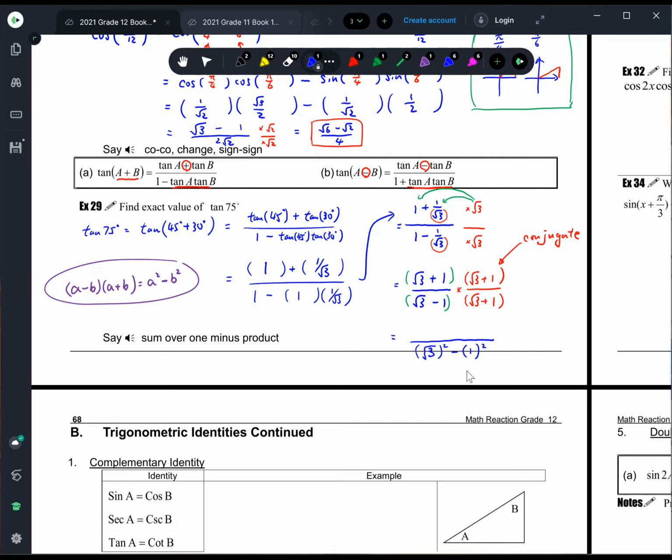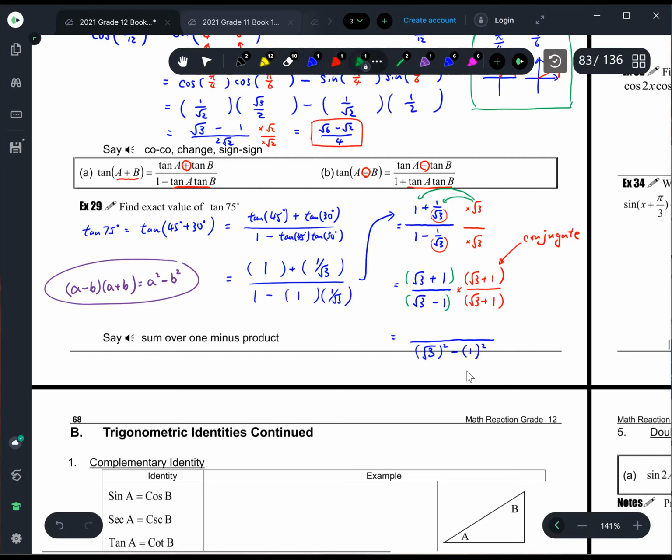And then for the top, you have to expand by doing FOIL. First, root 3 times root 3 gives you 3. Outer, square root 3 times 1 gives you square root 3. Then the middle one, 1 times root 3 gives you root 3. Last, 1 times 1 gives you 1.